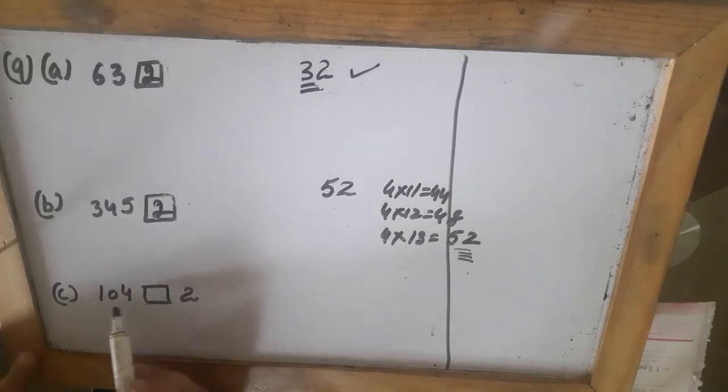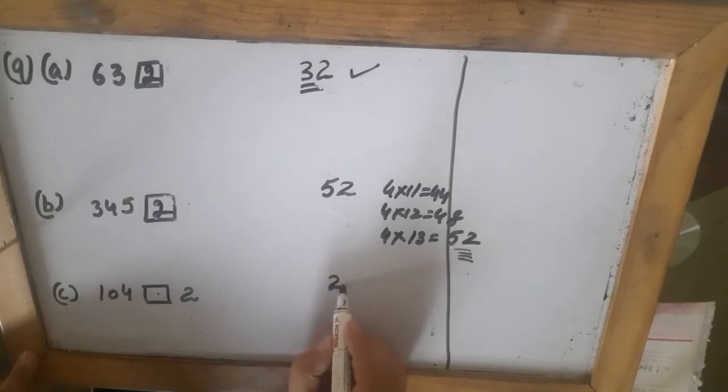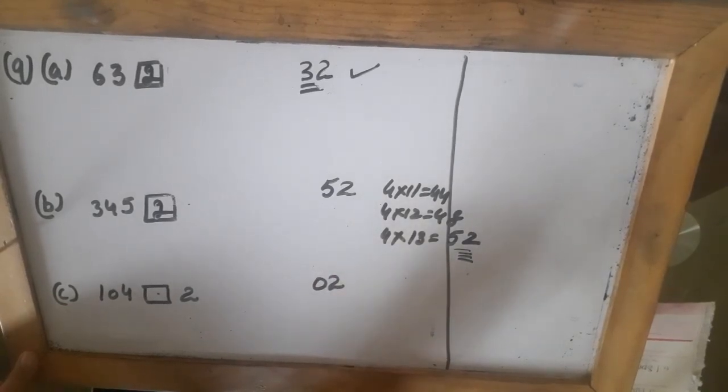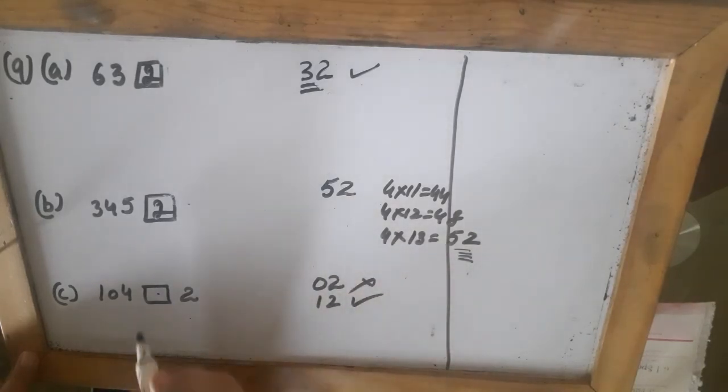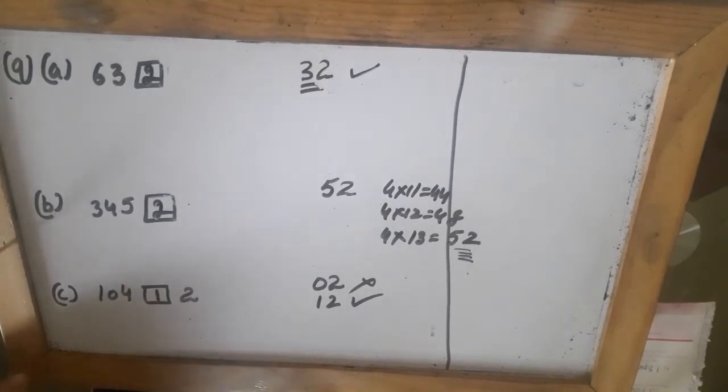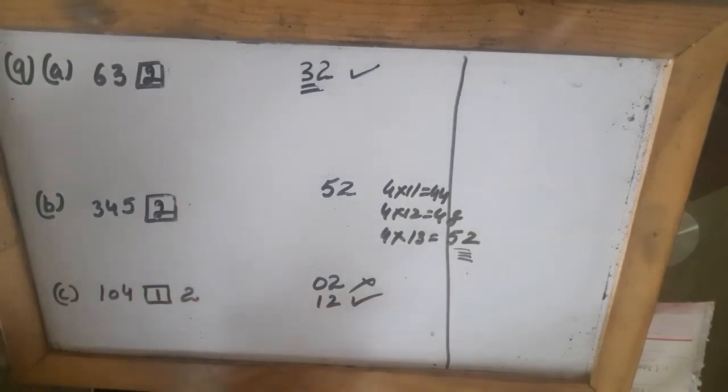Now look at this, 104 here, the first digit. If I add 0, will it be divisible by 4? No. If I add 1, it becomes 12. Will this be divisible by 4? Yes. So I can add 1 over here. This will become 12, and 12 is divisible by 4. So it means this whole number is divisible by 4.